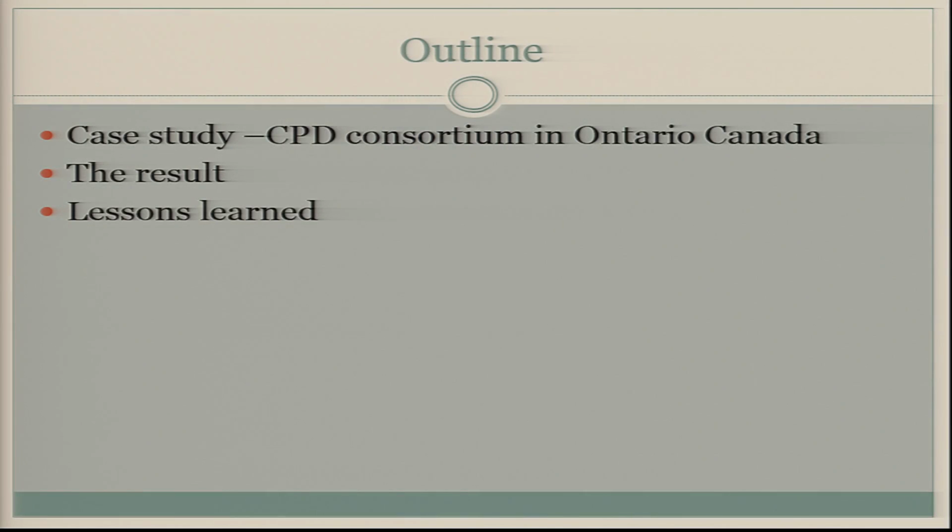And a particular case came to mind in Canada that I was a participant in that I think you might find a little interesting in terms of how we tried to go about putting a business case together and the unfortunate result of it. So next slide. So the case study is about a CPD consortium in Ontario, Canada. It's not a research-based discussion that I'm going to have here, but it's simply my perspective as a participant and as a sociologist experiencing and observing this. I will talk a little bit about the result and the lessons learned, I think.